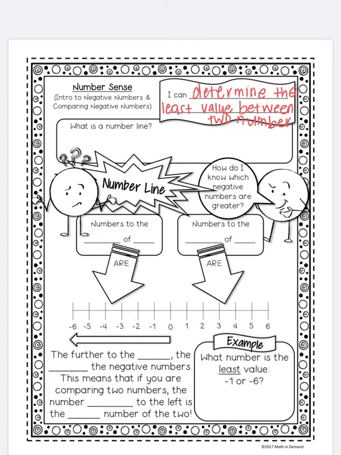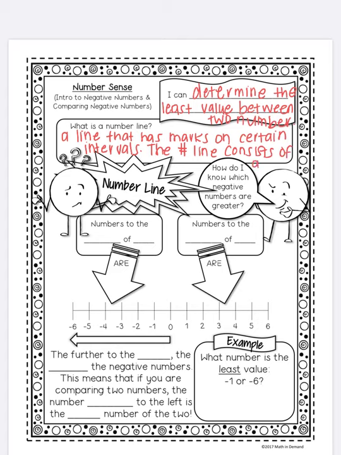What is a number line? A number line is a line that has marks on certain intervals. The number line consists of all real numbers.